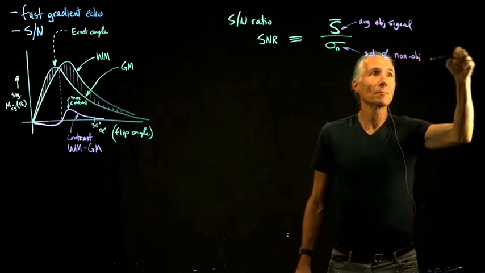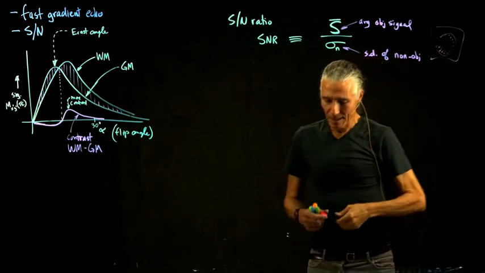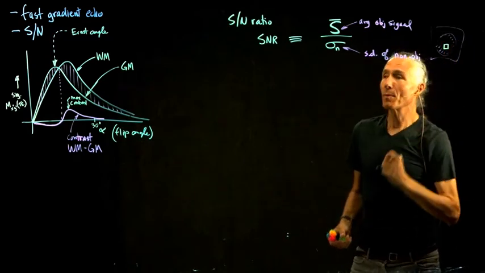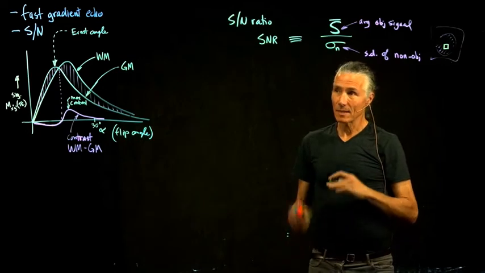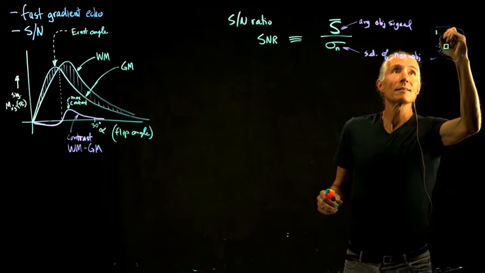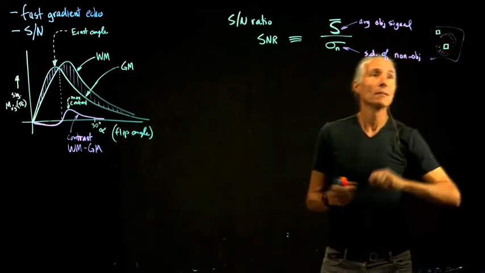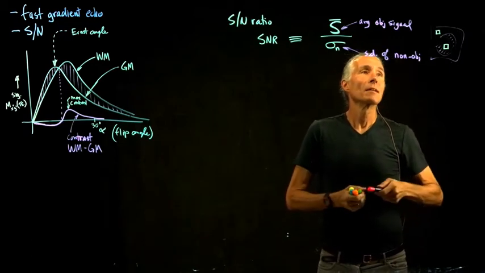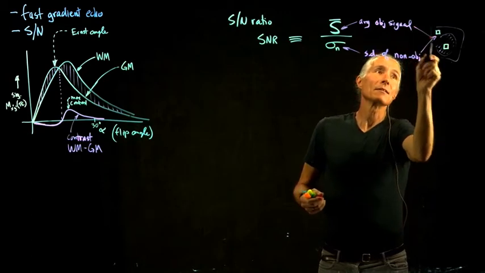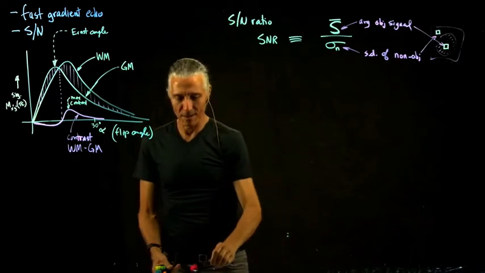So for instance, you might just put a phantom, say a ball, into the scanner, and then ask, okay, what's the average brightness of that signal? That's just the average pixel value that comes out. And then what's the standard deviation of the air? So here's the standard deviation of the signal in the air. This is the average brightness of something that's in the object. So that's what our signal to noise is.